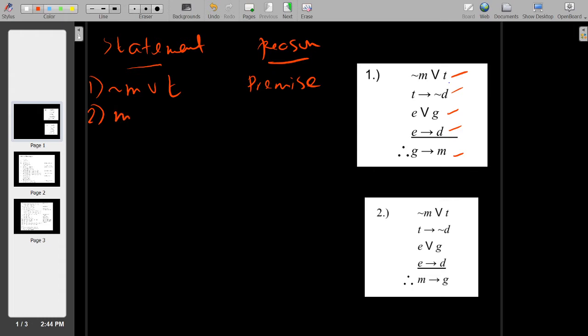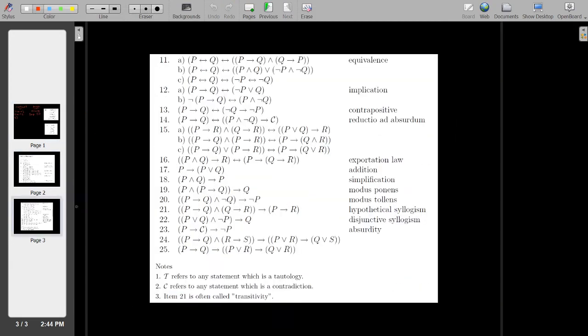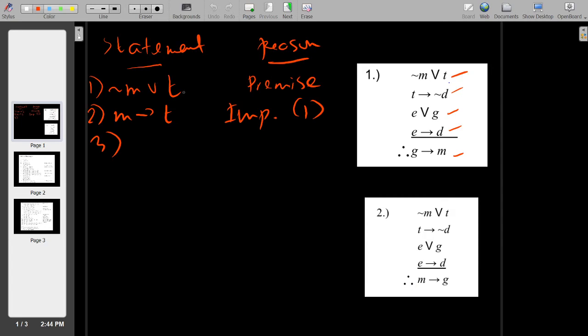Second statement, we can write: if M then T. Our reason is implication, from statement 1. Let's see implication. Implication says that P implies Q is logically equivalent to not P or Q. So not M or T is logically equivalent to M implies T.